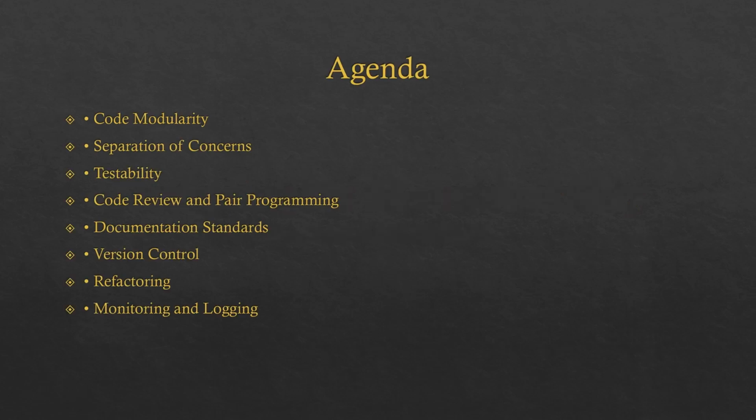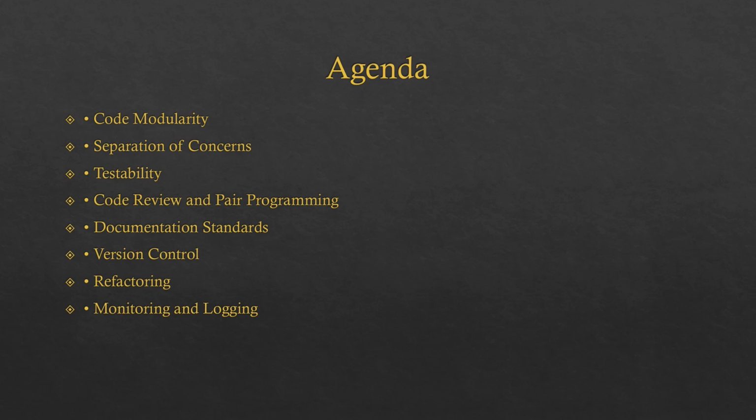Here's a quick overview of what we will be discussing today. First, we will explore code modularity and why breaking down our system into independent components is so important. Then we will dive into separation of concerns, helping us to better organize our system's functionality. Next, we will talk about testability, ensuring our code is easy to test and maintain. We will also discuss code review and pair programming, collaborative techniques for improving code quality.